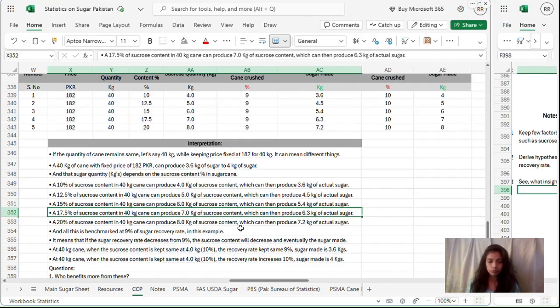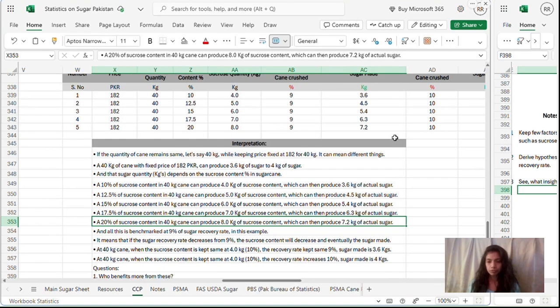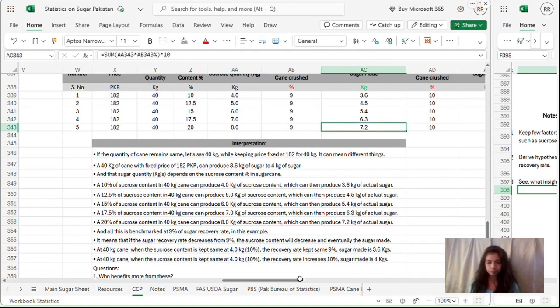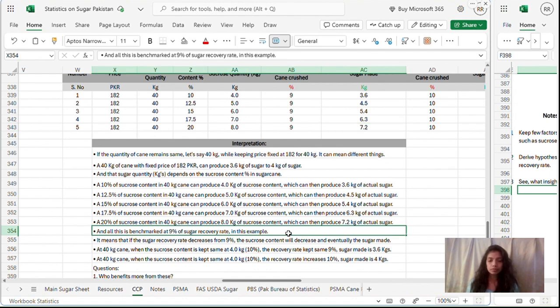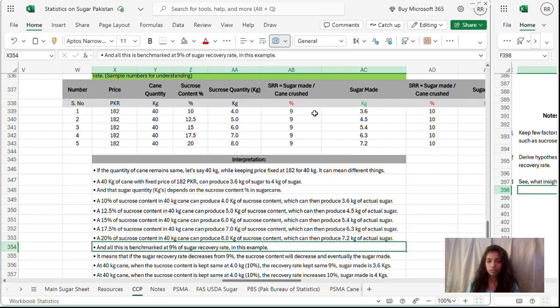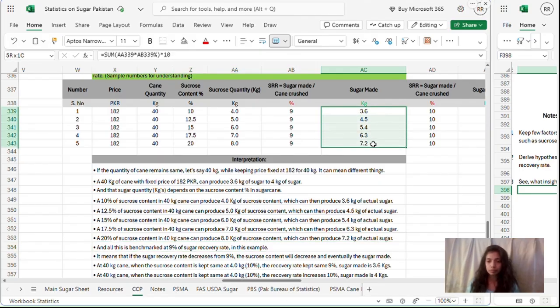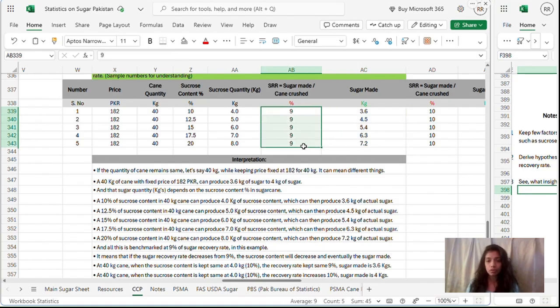So similarly, it goes for 20% of sucrose content, which can produce 8 kg of sucrose, which can then produce 7.2 kg of sugar. Now, one thing that you notice is that all this is benchmarked at 9% sugar recovery rate in this example. All the sugar that we made here and the interpretation that we see were all benchmarked at 9% sugar recovery rate.